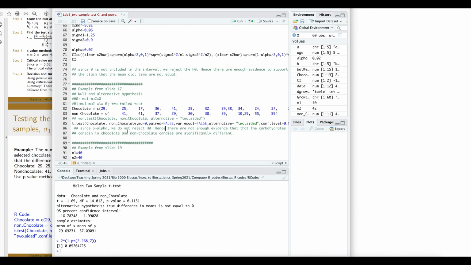Okay guys, so this is how we do it by calculating. It's just right away, I mean, by using R. So you just copy the two data sets, and then you do t.test and do all these things. Okay.